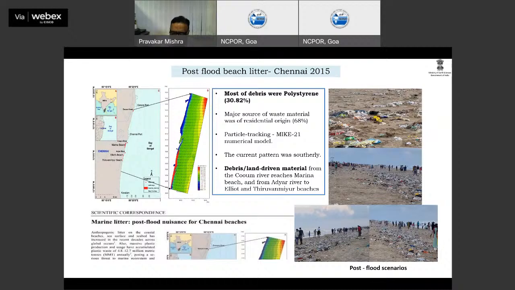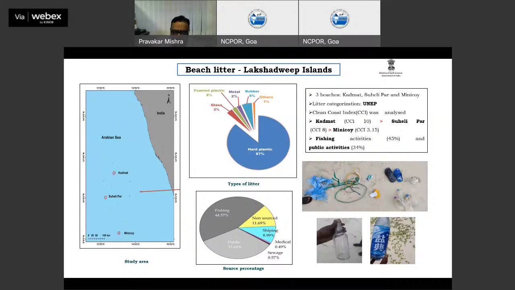At the same time, we have also seen litter in the Lakshadweep Islands. We tried to collect data on the different types of litter, and we saw that even non-inhabited islands are getting a lot of litter, which can be correlated to fishing activities and public activities.